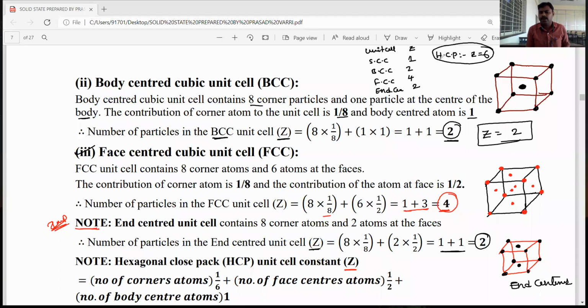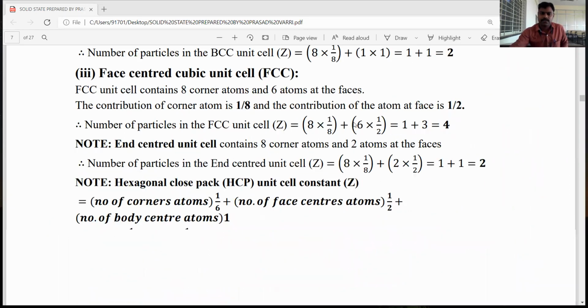How the 6 came, now I'll explain to you, dear students. HCP, okay. So this is the HCP unit cell constant. The Z value is also very, very important. Directly they are asking these Z values in the objective examination. Okay. Let's see, dear students, the HCP unit cell structure. First we'll draw that.